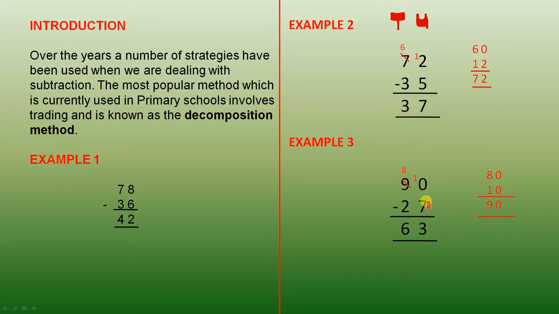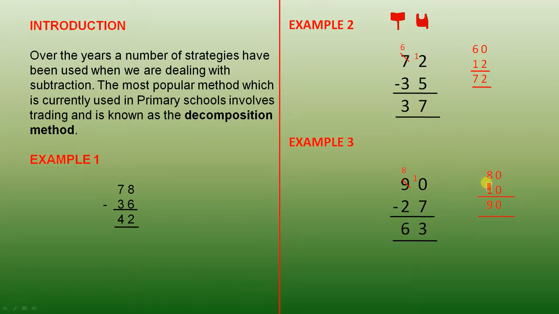Example 3, 90 take away 27. 0 take away 7 doesn't work, so we trade. We put 1 here from the tens column. Because we've taken 1 away, that now becomes an 8, so we cross the 9 off and that becomes 8. 10 take away 7 is 3. 8 take away 2 is 6, so the answer is 63.